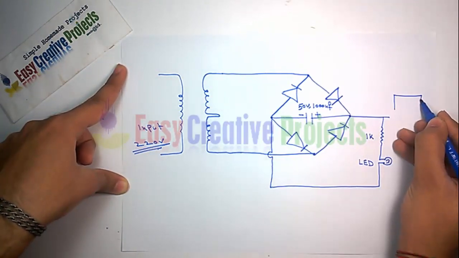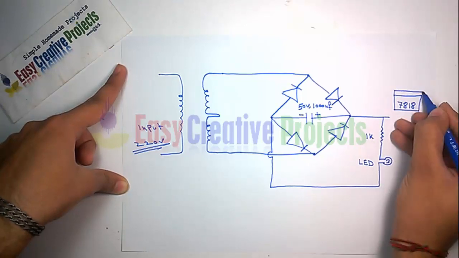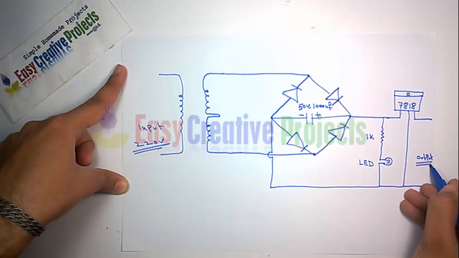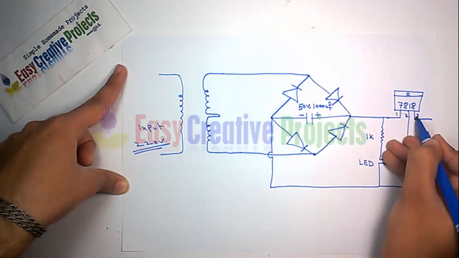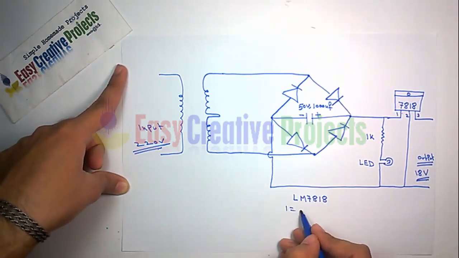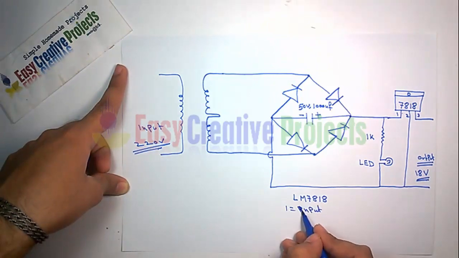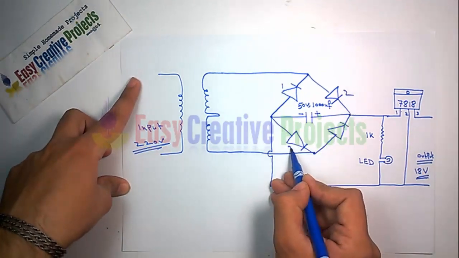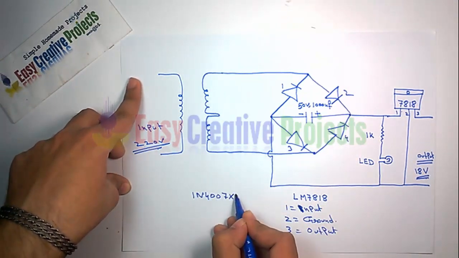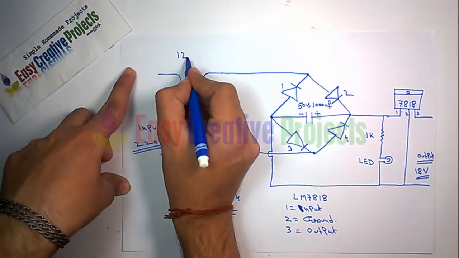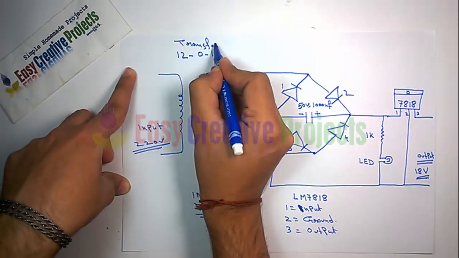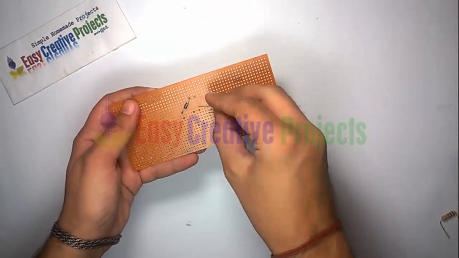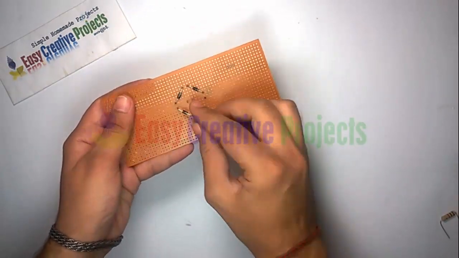And finally connect 7818 voltage regulator. LM7818 has 3 pins. First for input, second for ground and third for output. Now connect all components on PCB board using circuit diagram.